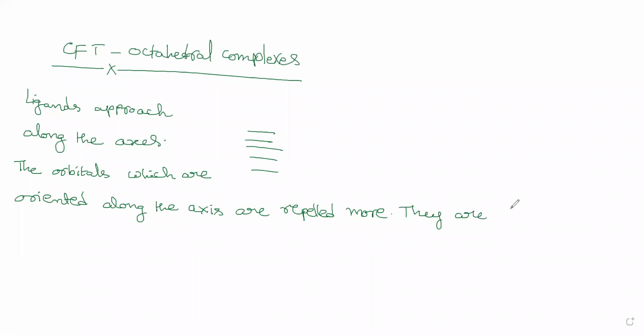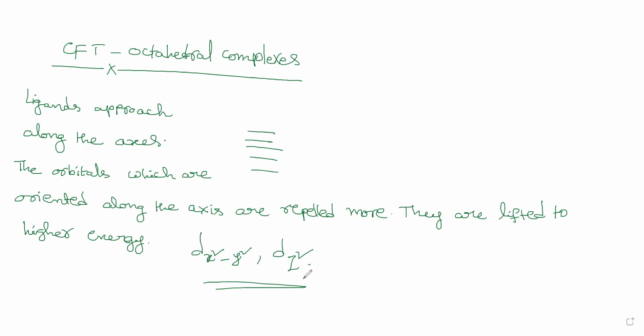They are lifted to higher energy. This is the idea of what we have done. What are the orbitals which are oriented along the axis? That is dx square minus y square and dz square. These are the two orbitals which are oriented along the axis.